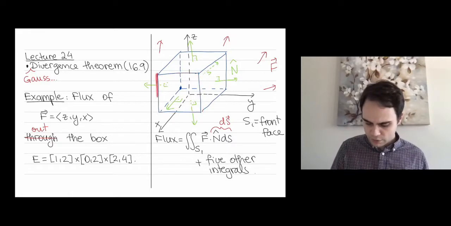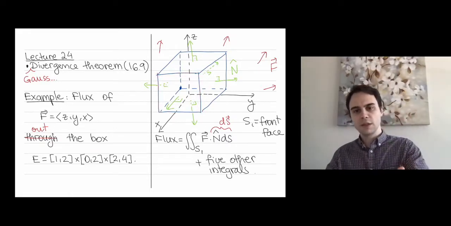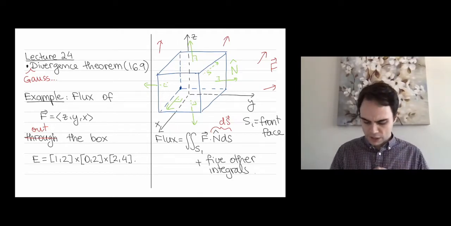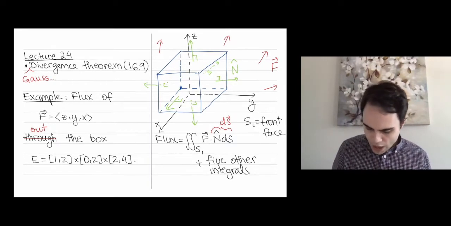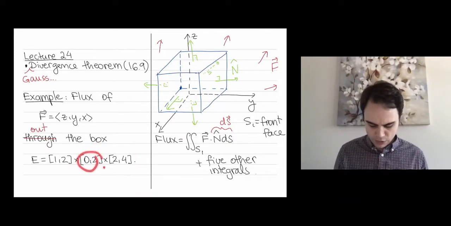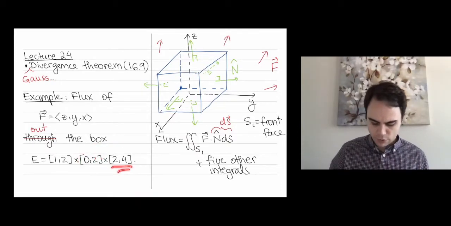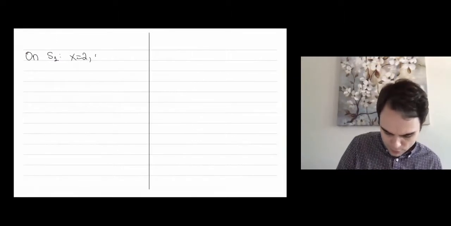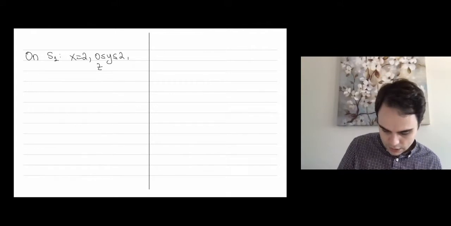So the front face lives in a copy of the YZ plane, but instead of having X equal to 0, on the front face X is equal to 2. And then Y and Z are constrained in these ranges. So Y goes from 0 to 2 and Z from 2 to 4. Let me write that down too. So Y goes from 0 to 2 and Z ranges between 2 and 4.